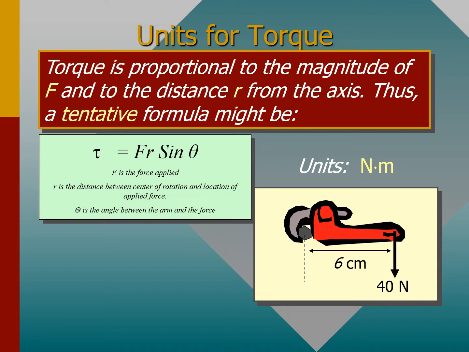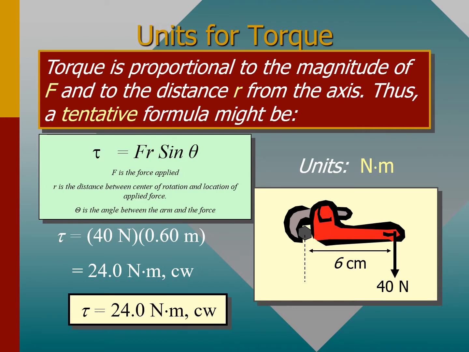So here we have 6 centimeters and 40 Newtons, so you change 6 centimeters to meters and multiply it times 40 Newtons. And that gives you 24 Newton meters, and that is clockwise. All right, here, just in this picture, theta is 90 degrees. So in F r sine theta, theta is 90, so sine of 90 is 1, and so it just comes out as F r.